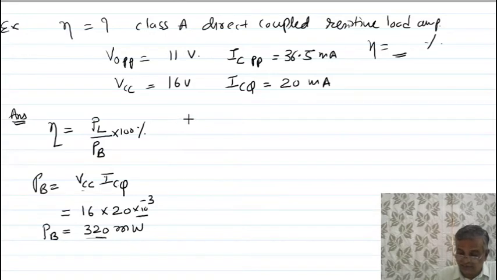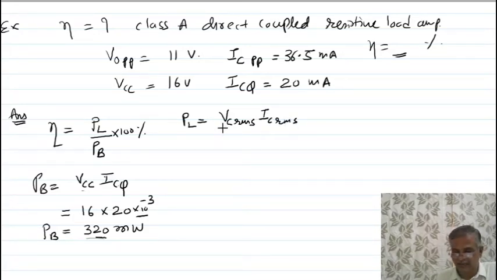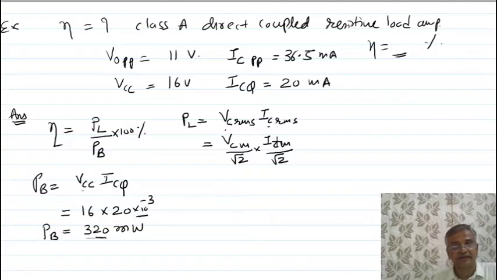Look here. Let us find PL. What is PL we have written? RMS value of the collector voltage into RMS value of the collector current. You know what is RMS? RMS is nothing but VC maximum upon root 2, IC maximum upon root 2. So what is the relation between maximum and peak to peak?